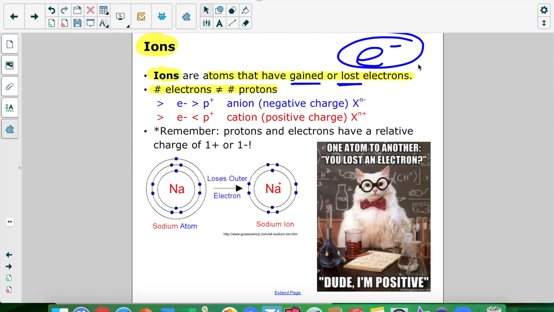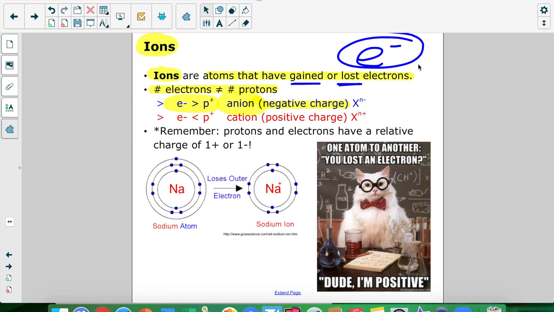So when the number of electrons is higher than the number of protons, that means it has more negative charge than positive. So the ion is going to be a negatively charged ion, and that is going to be called an anion. All these terms are essential for you not to get confused for the rest of the school year, so make sure that you learn and memorize them.